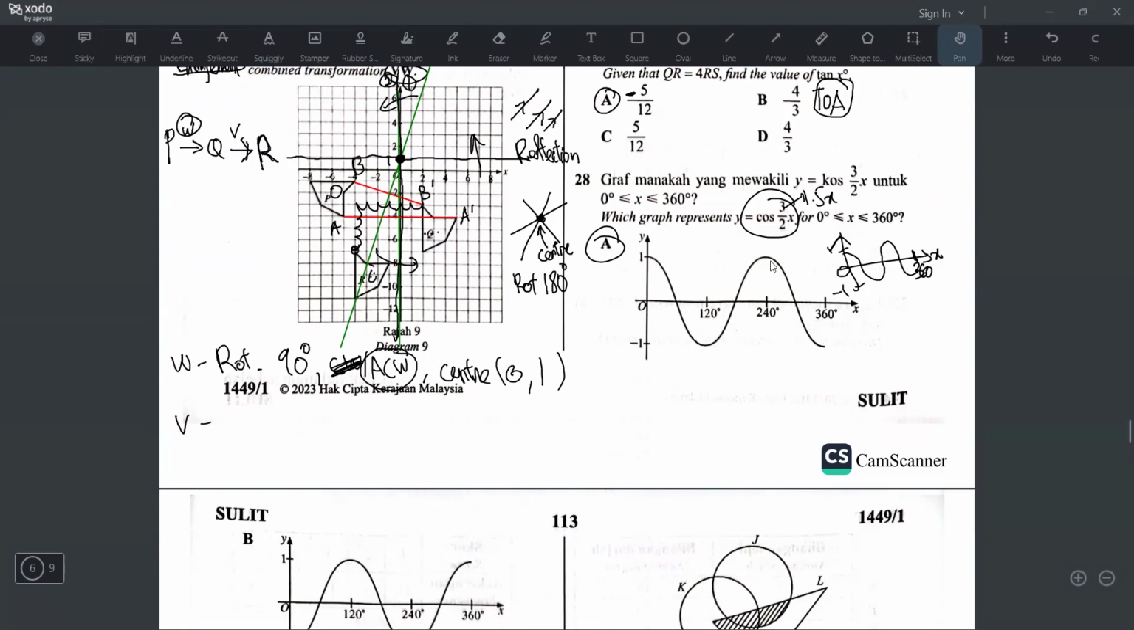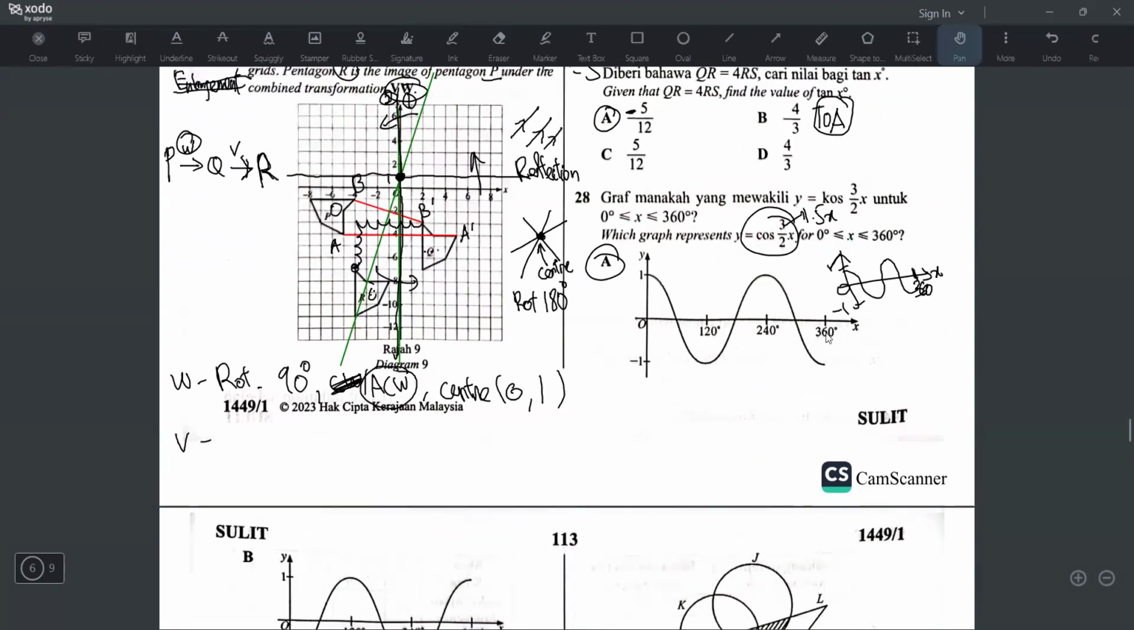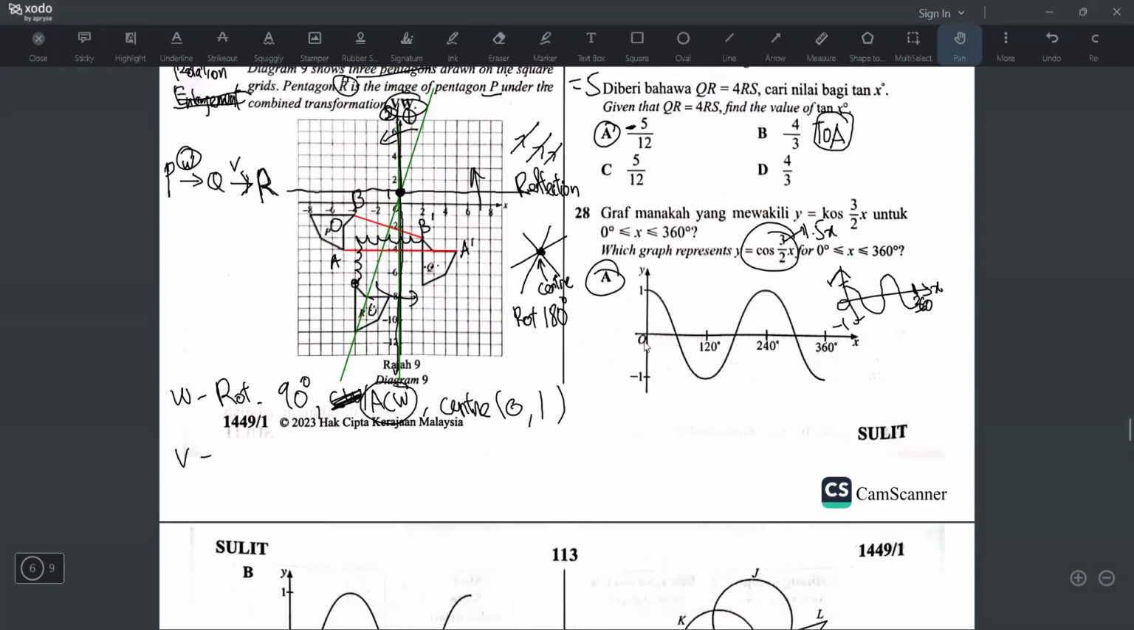One cos graph and half. And it finished at 360. So A is the answer. And the minimum value pun sudah betul. 1, -1. So that's all.